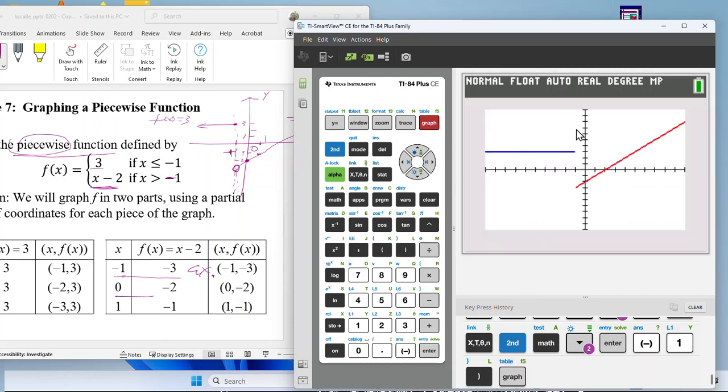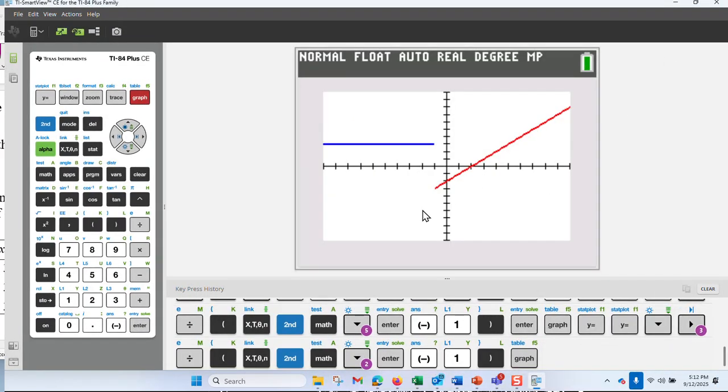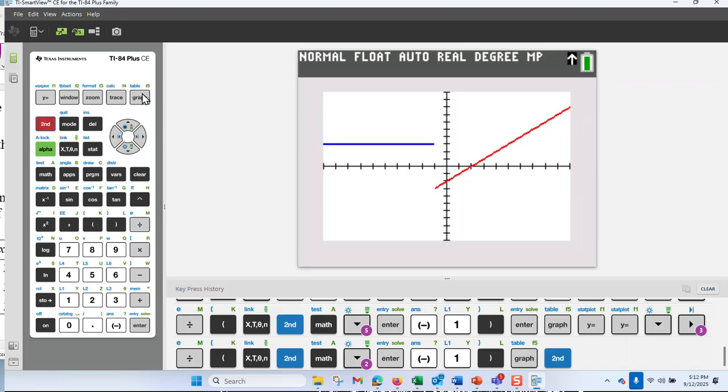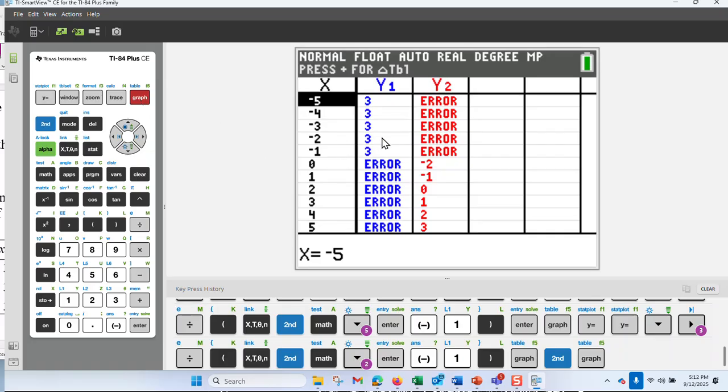All right, so look at this one right here. Now I have a piecewise, right? So this left hand side is x less than or equal to -1. This is x greater than -1. If you go to the table in here, you're gonna see this is all error. For this one is error. Why is this one error in here?